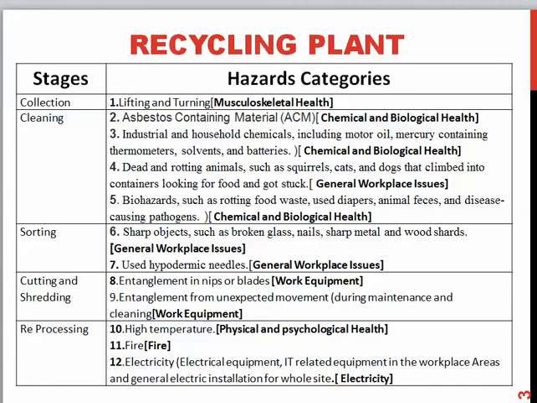Number 5 is, you can see, biohazards such as rotting food waste, used diapers, animal feces, and disease-causing pathogens. These are chemical hazards that the raw material may contain. So the next process is sorting. In sorting, you can see sharp objects such as broken glass, nails, sharp metal, and wood shards. That is a general workspace issue. Used hypodermic needles. These are general workspace issues you can find.